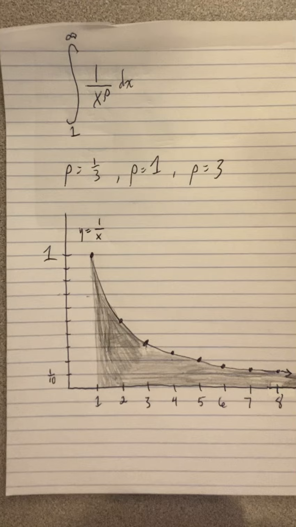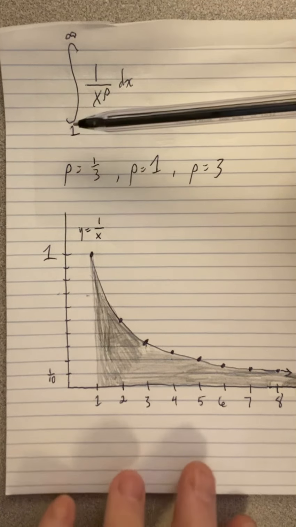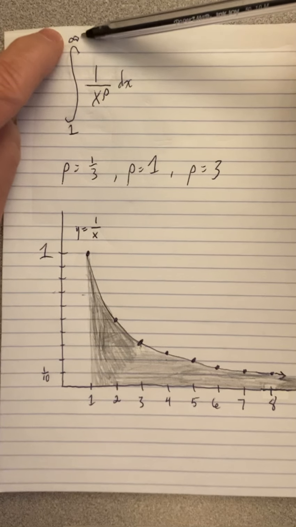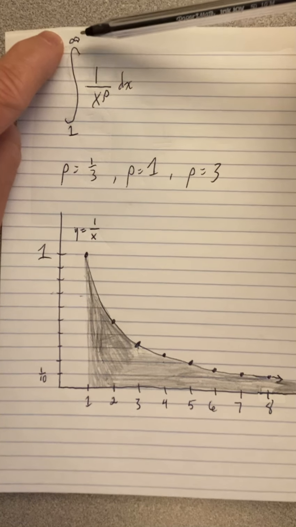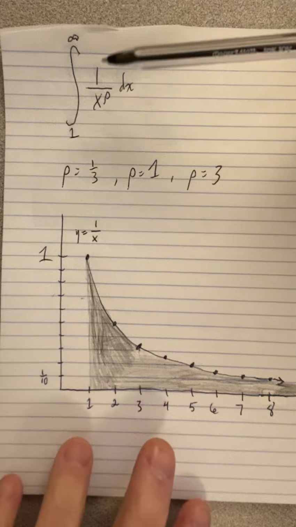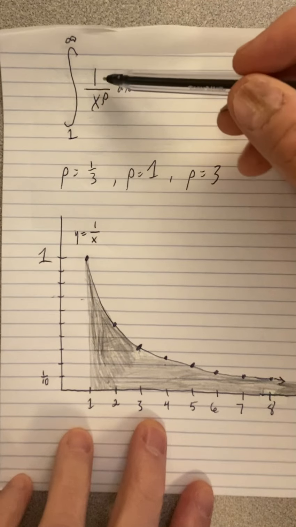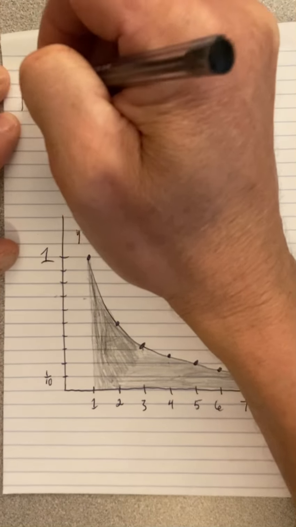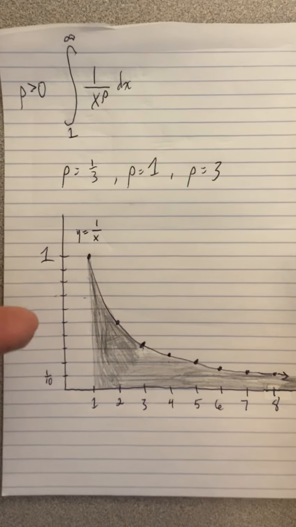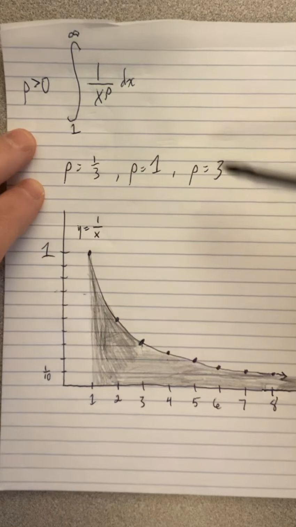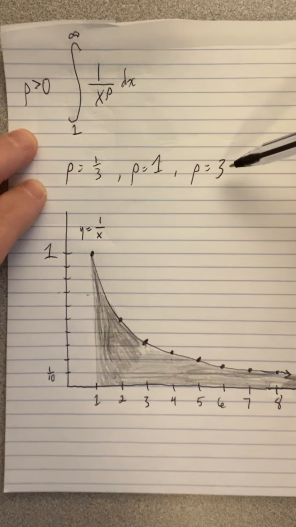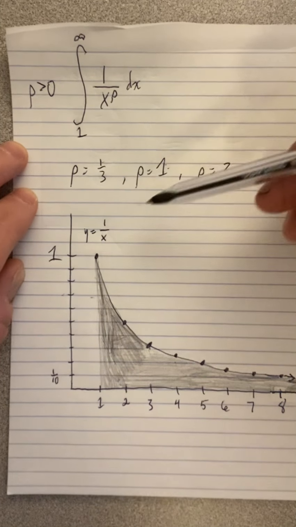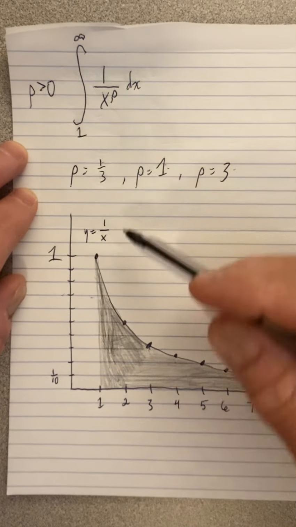So again, we're looking at improper integrals with an unbounded domain due to this infinity in the place of the upper limit of integration. And we have a rational function where it's 1 over x to the p, and p must be positive. And I want to look at three cases: when p is a third, when p is 1, and when p is 3. Now, we already did p is 1 in the previous video. You should watch that first.